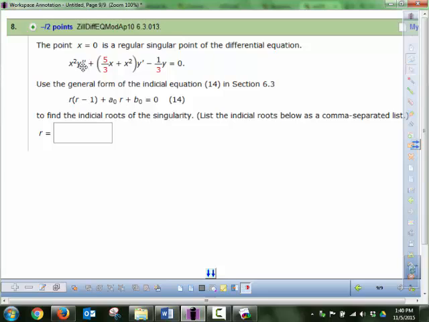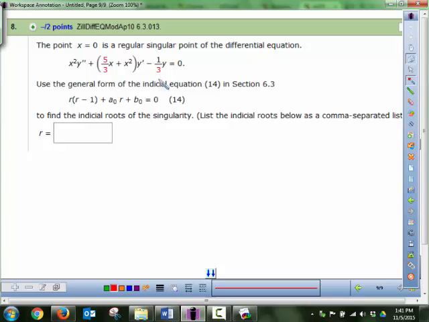You've got x squared y double prime plus (5/3 x plus x squared) multiplied by y prime minus 1/3 times y. Use the general form. Before we think about using the indicial equation, we should show that x equals 0 is a regular singular point.